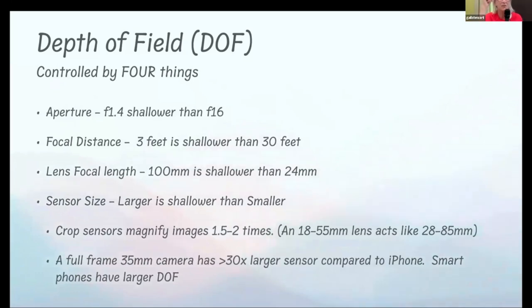All right. So what determines depth of field? 4 things. First one is aperture. And we know that a larger aperture is going to give you a shallow depth of field, whereas a smaller aperture, your 16, 20s, that's going to give you a deeper depth of field.